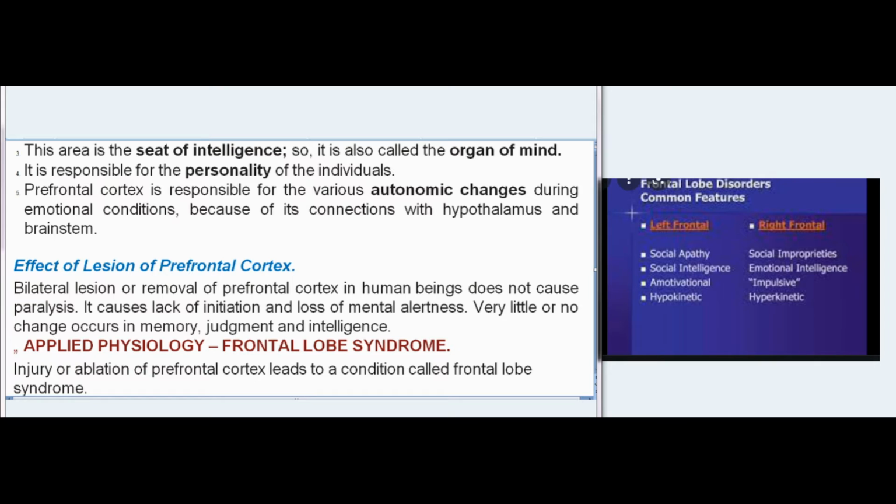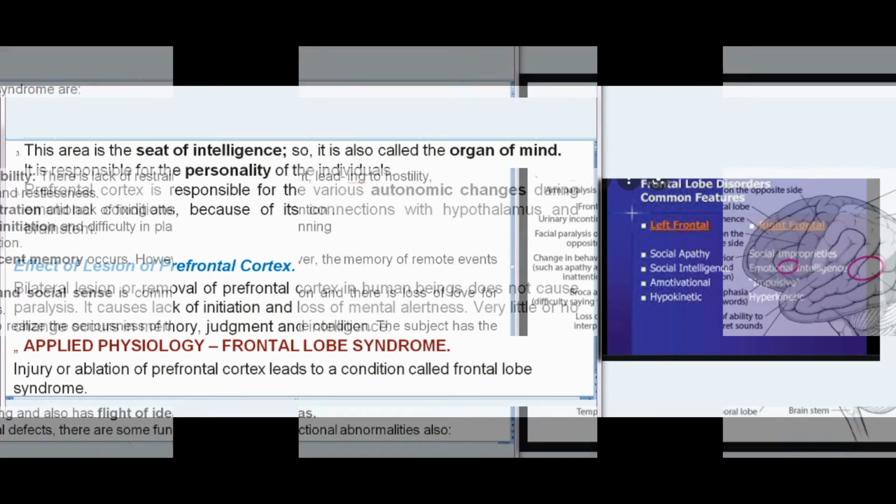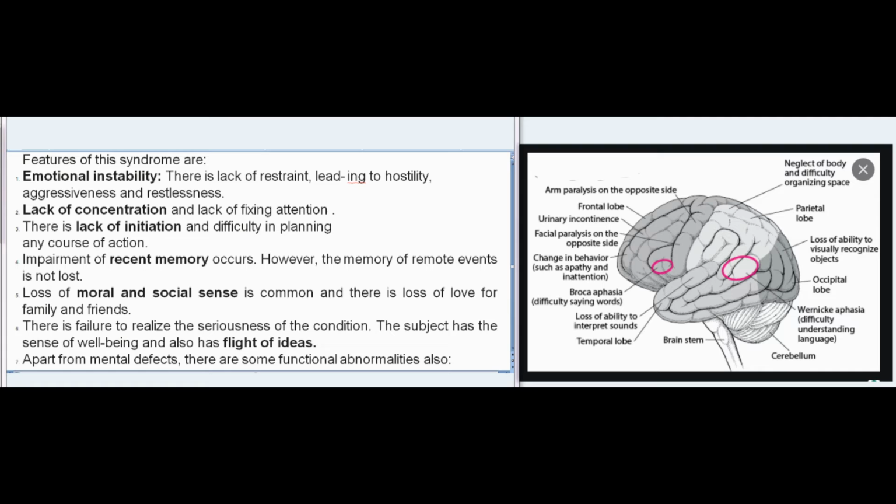Applied physiology: frontal lobe syndrome. Injury or ablation of prefrontal cortex leads to a condition called frontal lobe syndrome. Features of this syndrome are emotional instability; there is lack of restraint, leading to hostility, aggressiveness, and restlessness. Lack of concentration and lack of fixing attention. There is lack of initiation and difficulty in planning any course of action. Impairment of recent memory occurs.